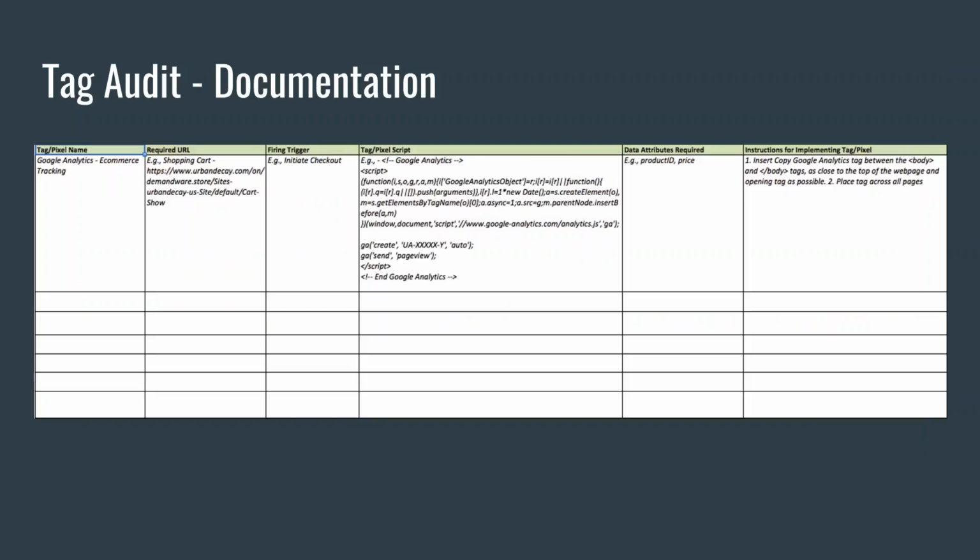In addition, then we need these critical data points. So the tag, the name. What pages should it be on? Should it be everywhere? Should it just be on a cart page, a shopping page, a product page, a content page?